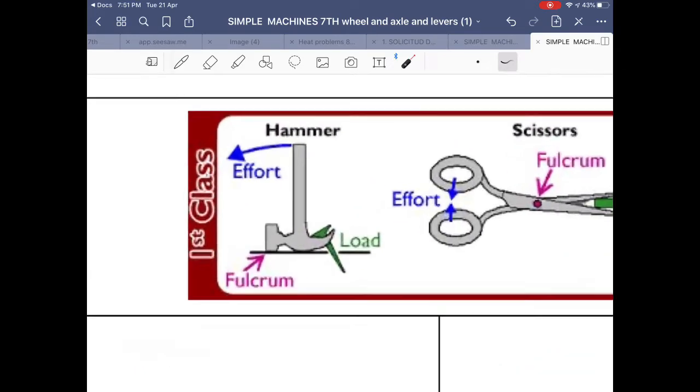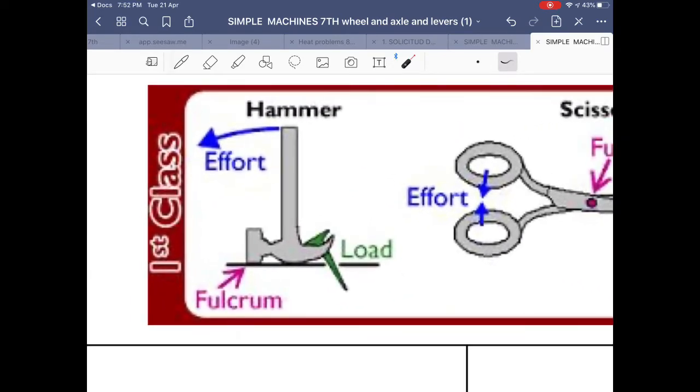Let's analyze the first class lever. In here we have a hammer, okay? And now, the claw hammer is used to pull out a nail, okay? Now, the effort force, or your hand, will be right here, okay? Then you have the load, or resistance, which is the nail, and the fulcrum or application point is right here.